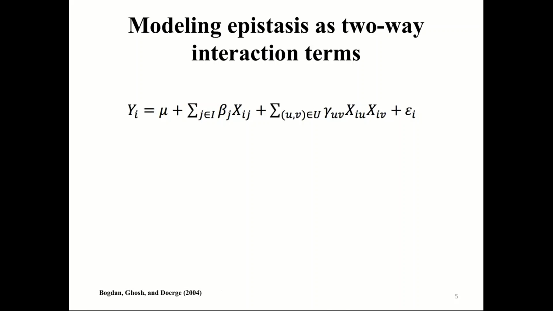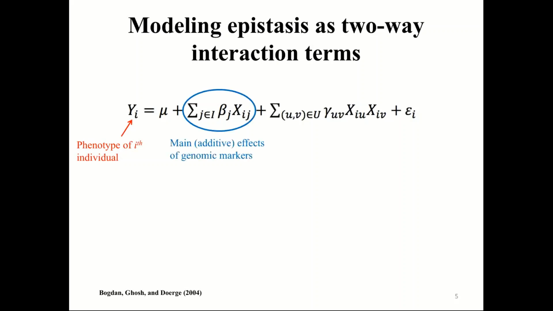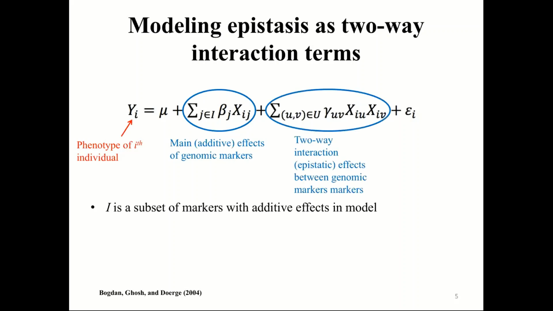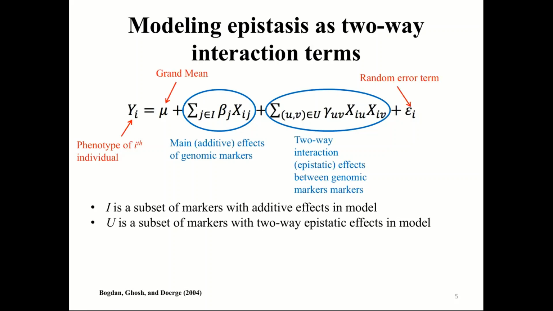So here's this model. Your Y variable is your phenotype of interest. Then you can do a stepwise model selection procedure to identify a set of markers that have significant additive associations and markers that have a significant two-way epistatic interaction with your trait. And then, of course, your model is going to have a grand mean and your error term.